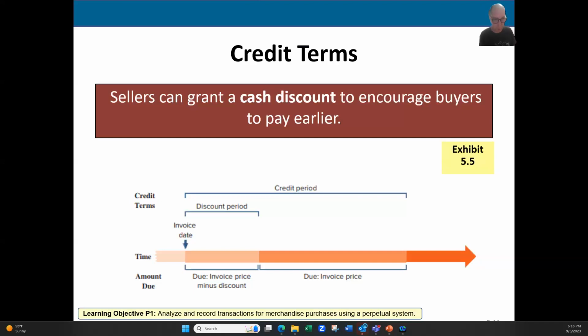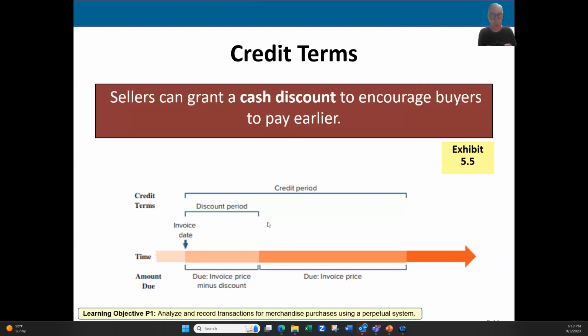They send you the bill. The bill is called an invoice. It has an invoice date on it. That's the date that they sent the bill. And on the invoice, it'll say, hey, if you pay us in so many days, we'll give you a certain percentage discount. Otherwise, the whole thing is due at the end of the credit period or the due date on the invoice.